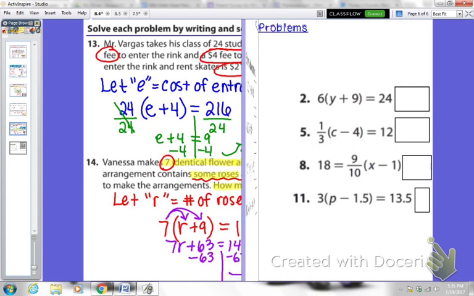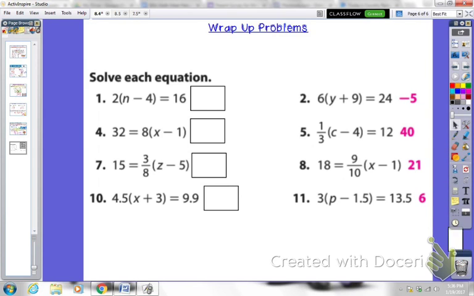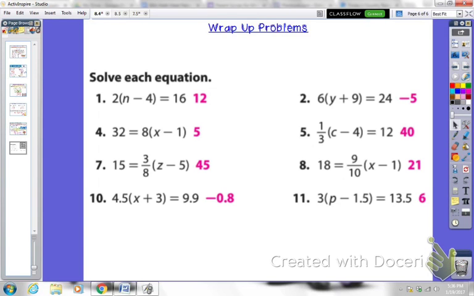So if you want extra practice, here are some practice problems. I will display all of your answers so you can practice on your own again. Practice makes perfect. And there you go.